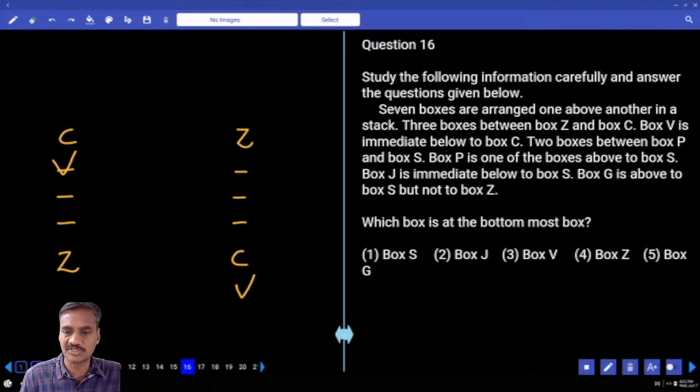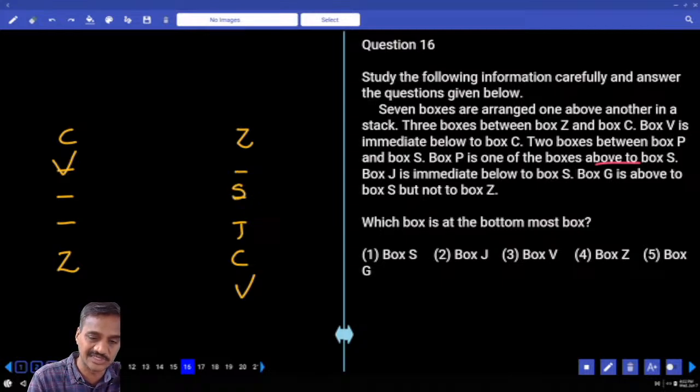And 2 boxes between P and S. Now in between P and S there must be exactly 2. And P is one of the boxes above S. The next one, J is immediately below S. Now if S is here, J is immediately below S. Isn't it? Then 2 boxes between P and S, P is above S. Is it possible? No. Hence this case is not possible.